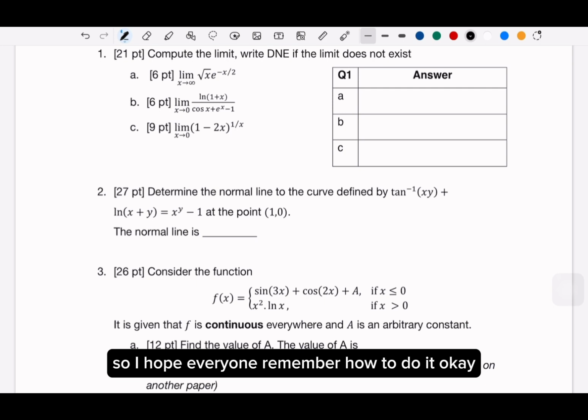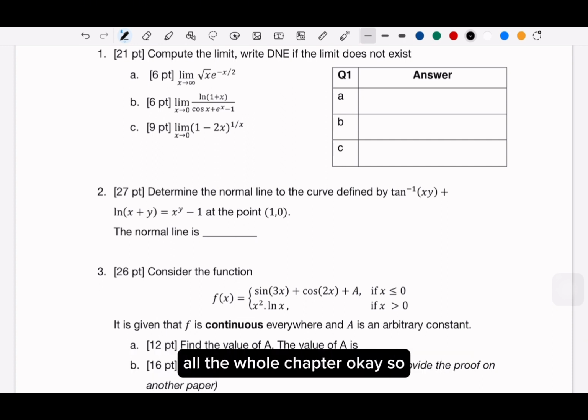Okay. So I hope everyone remembers how to do it. If you are still confused about what implicit differentiation is, or you missed the whole section or the whole chapter, okay.